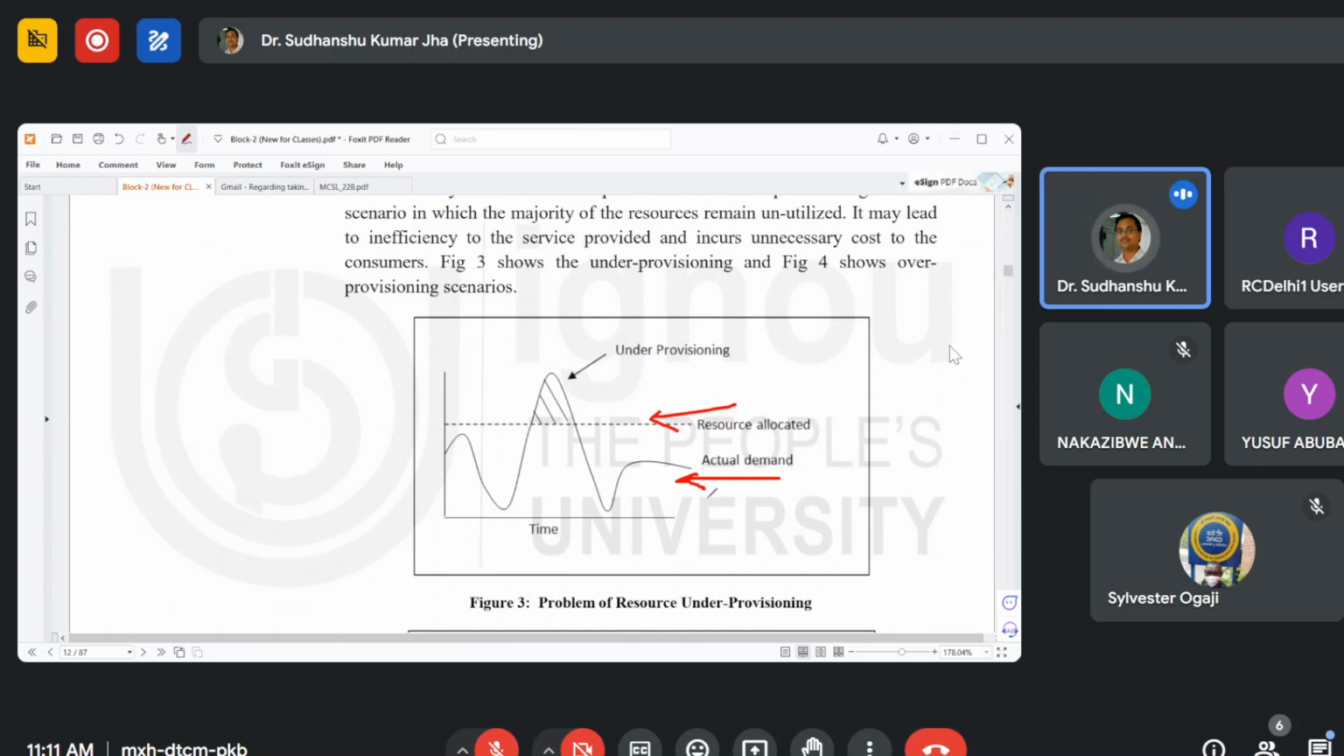So you can see here that this is the actual demand, this much number of resources is allocated, and now during the execution of the program, for this much amount of time, the system has asked for some more instances of the resources. This falls under the category of under provisioning. If the resource demand is higher than the resource allocated, then the cloud computer is under provisioning.